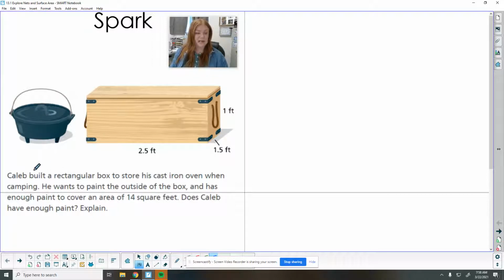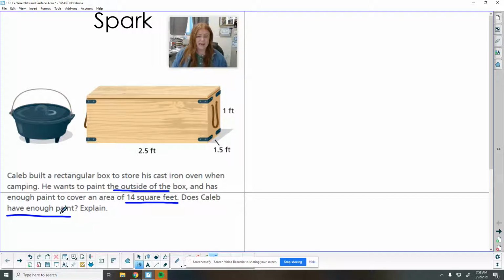This tells us that Caleb built a rectangular box to store his cast iron oven when camping. He wants to paint the outside of the box, so all of the surfaces of the outside, and has enough paint to cover an area of 14 square feet. Does he have enough paint? So he wants to paint the whole outside. This is how much paint he has.